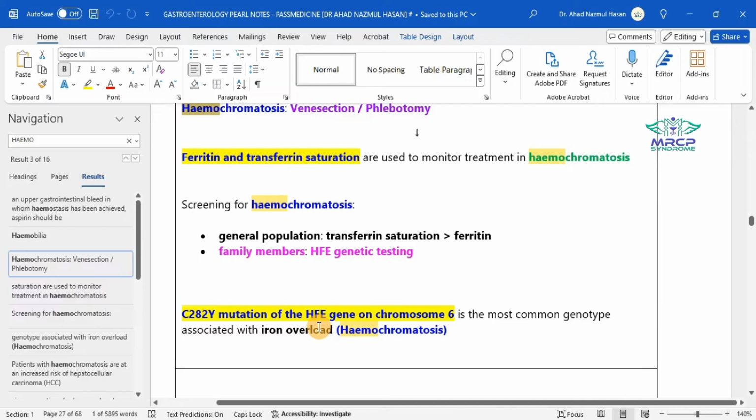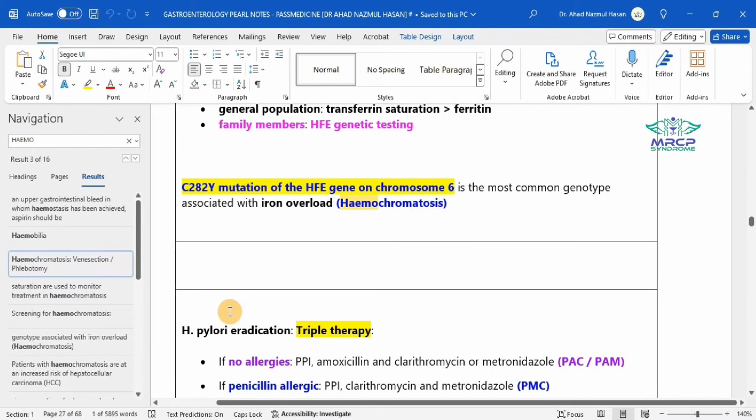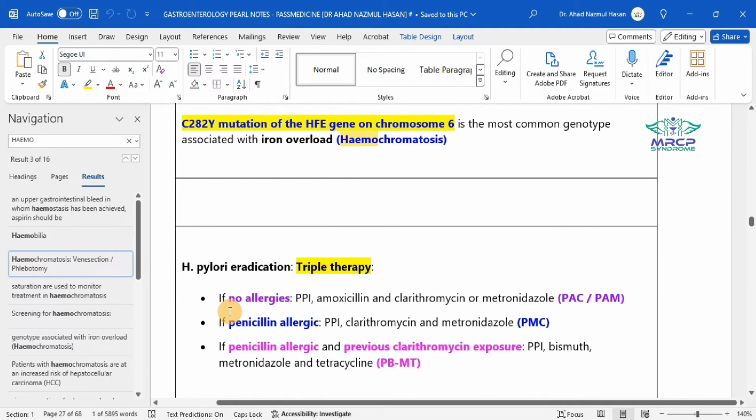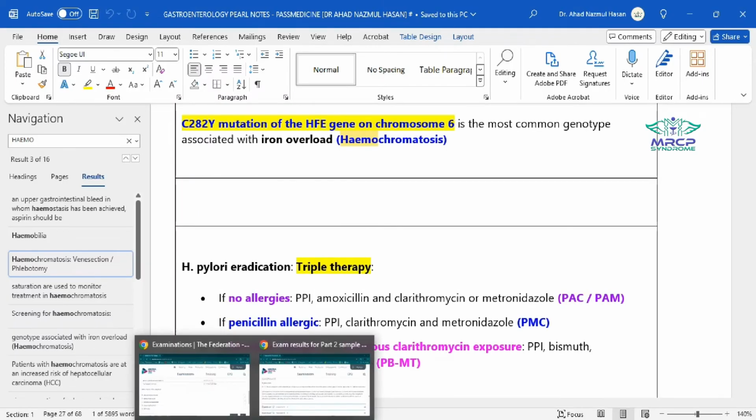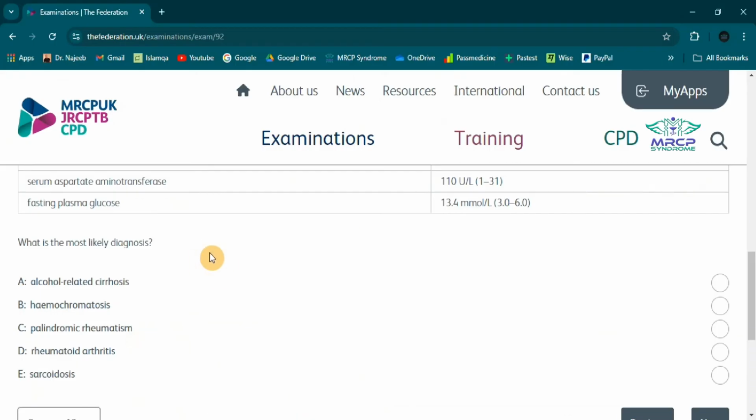And two types of mutation are found. One is C282Y and another one is H63D. So which one is more common, 282 or 63D? 282. Yeah, 282, this mutation is most common. And what should be the definitive management for hemochromatosis, especially the hereditary?